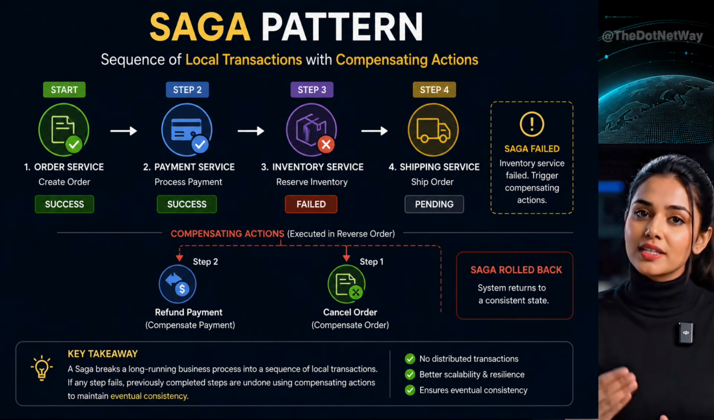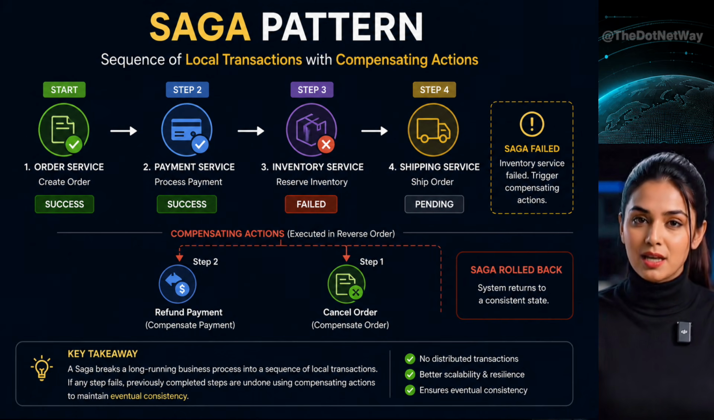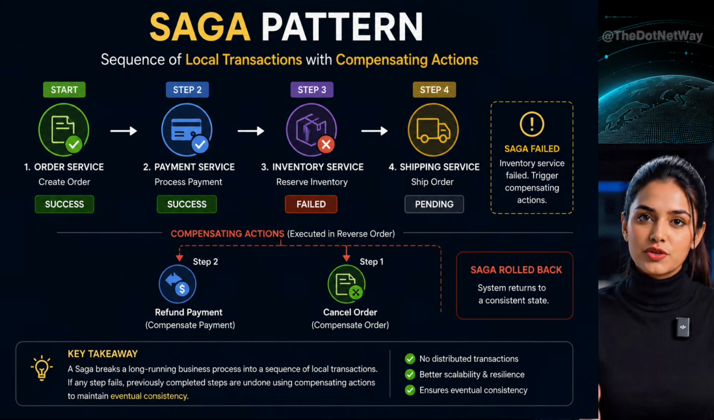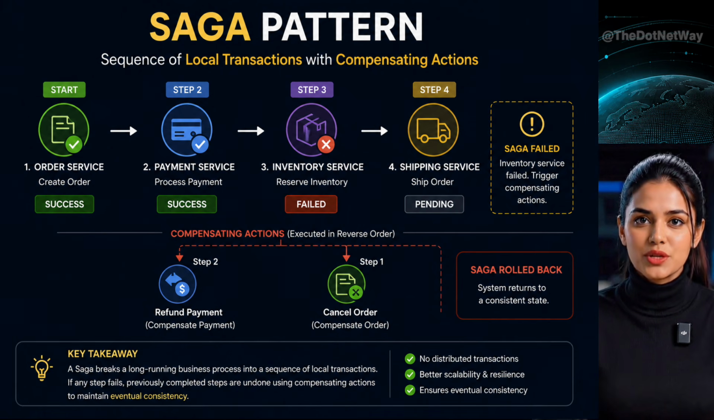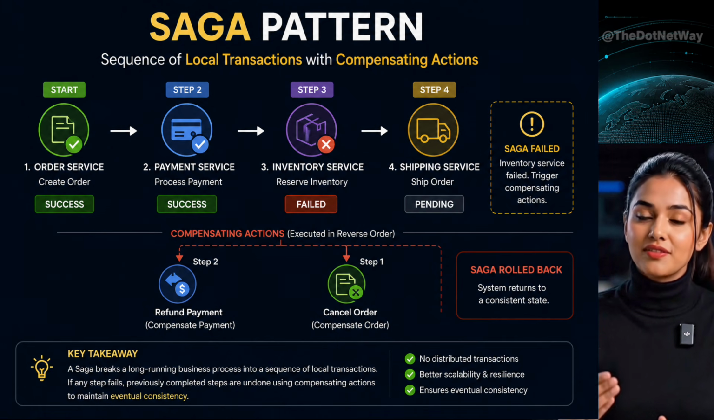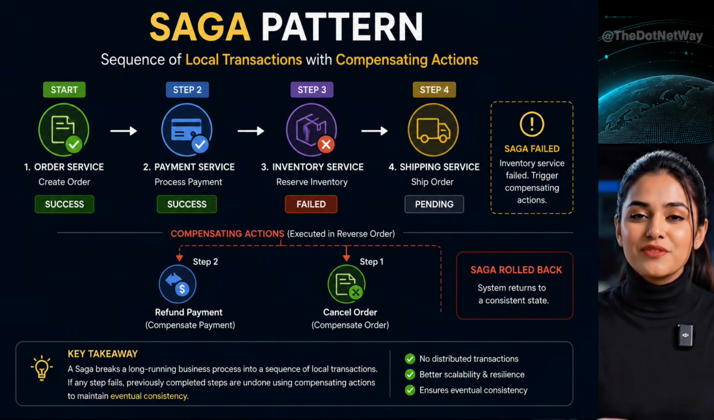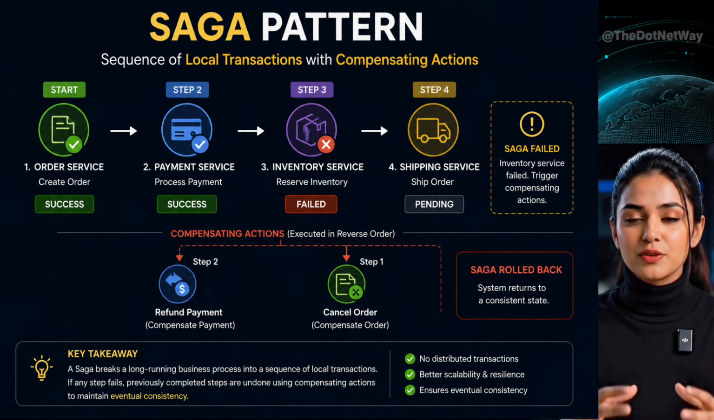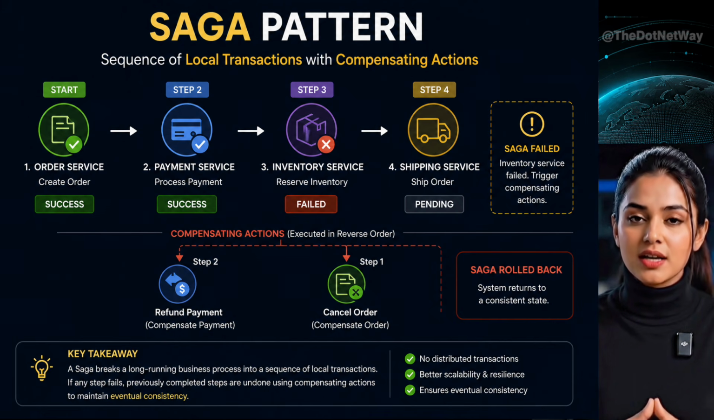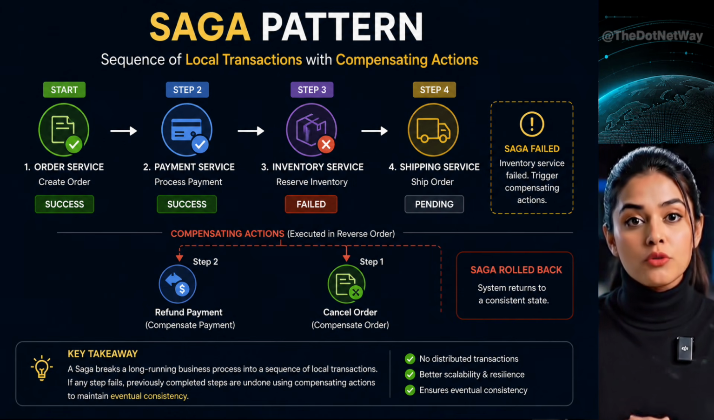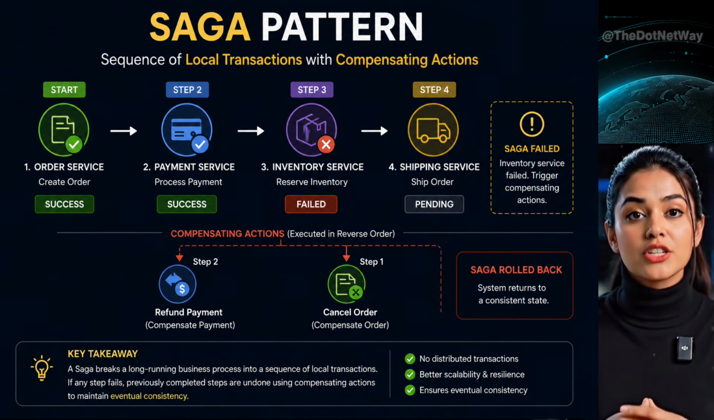In a microservices architecture, each service owns its own database, so we can't rely on a single ACID transaction across multiple services. Instead, a Saga coordinates a sequence of local transactions. For example, suppose an order service creates an order and the payment service successfully processes the payment. If the inventory service later fails to reserve stock, the Saga triggers a compensating transaction to refund the payment and cancel the order. Rather than using a distributed transaction, the Saga pattern maintains eventual consistency across the entire system, making it one of the most important patterns for modern cloud-native applications.